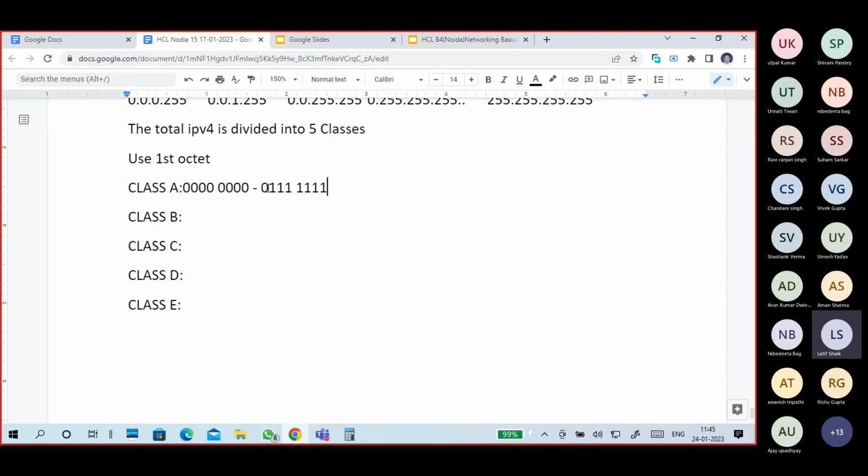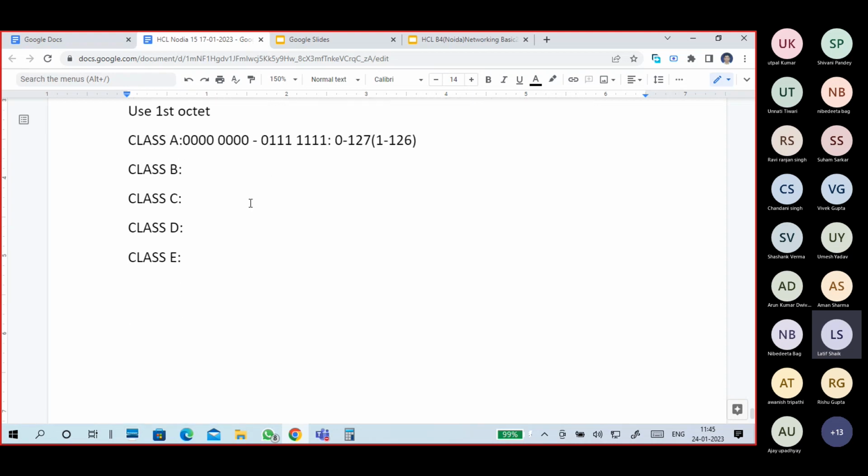If you don't remember this binary kind of stuff, guys, no problem. Remember the range. Range is very important. It is a 0 to 127 range. Okay. In certain textbooks, it shows 1 instead of 0, or maybe 126. There is a reason behind it.